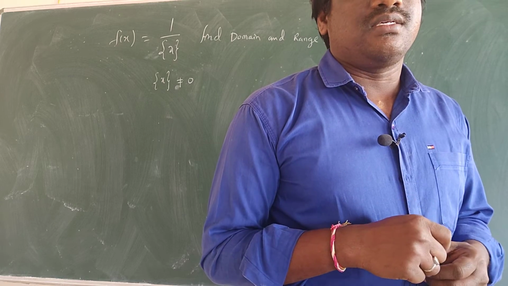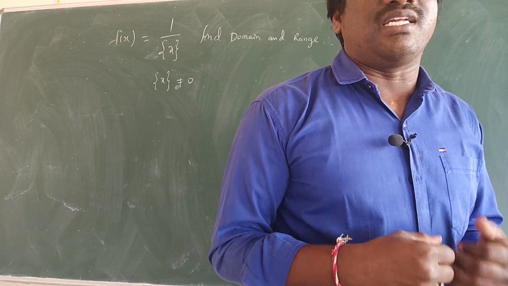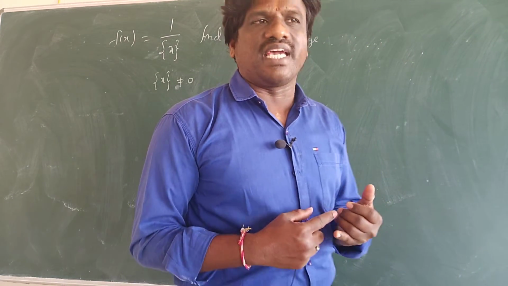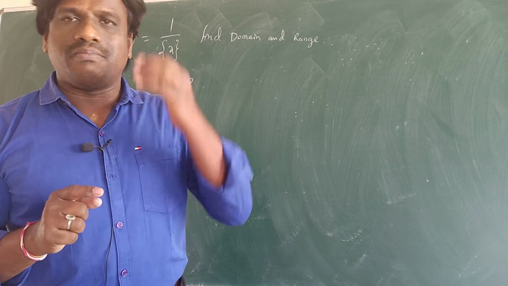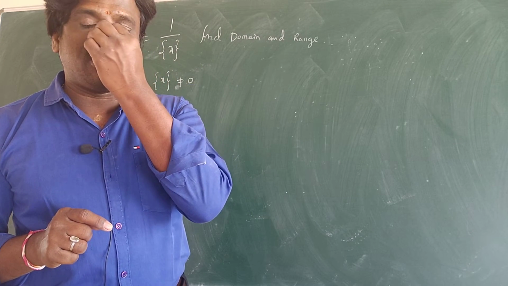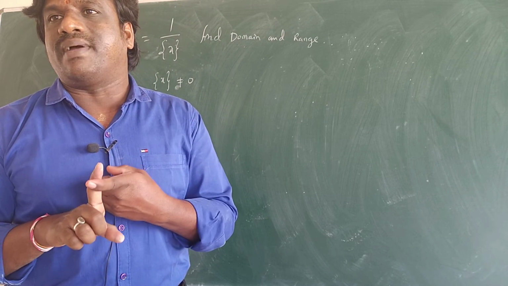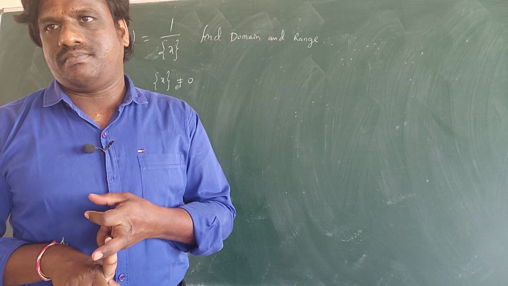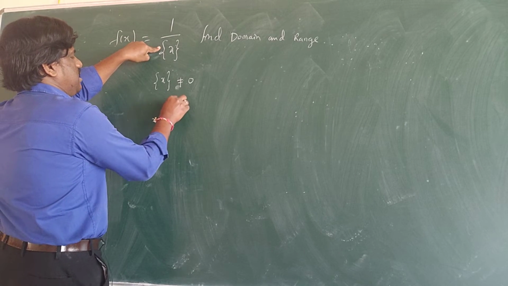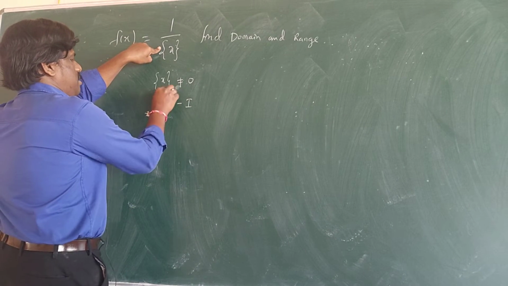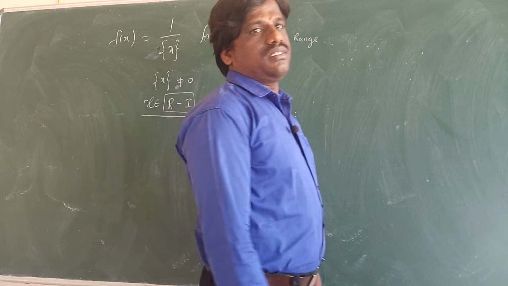What is the fractional part of 2? 0. Yes, 2.0, 3.0, 4.0, minus 1.0, all of these. It means if I take all integers, I get 0 as the fractional part. Fractional part should not be 0. So when is the fractional part 0? When it is an integer. So what can I not take here? R minus integers is the domain of the function. Domain is R minus integers.